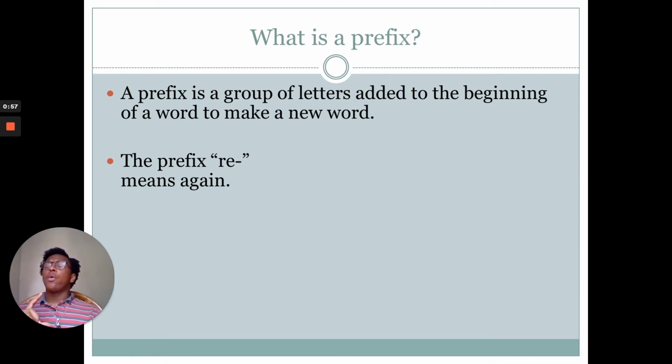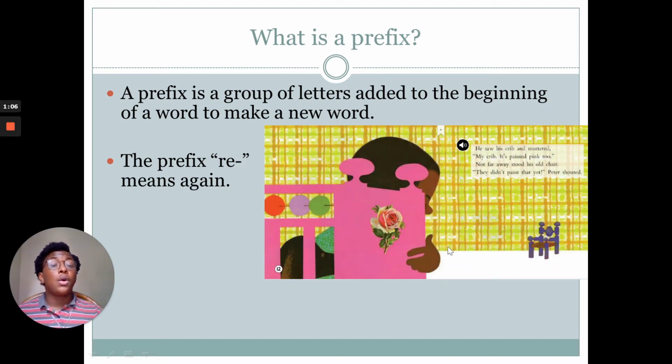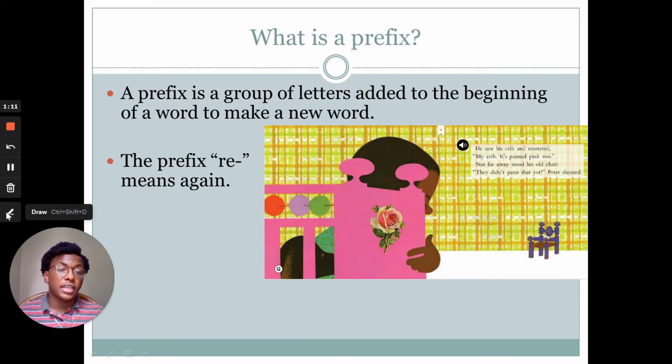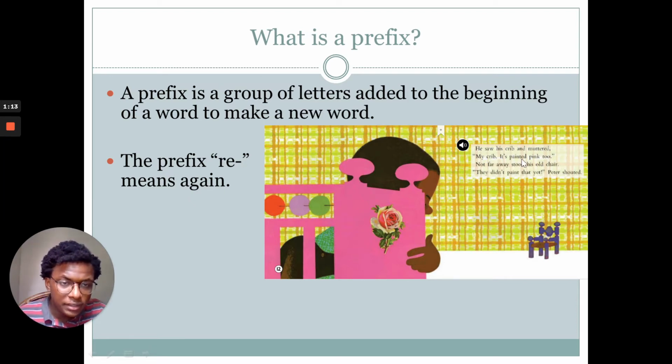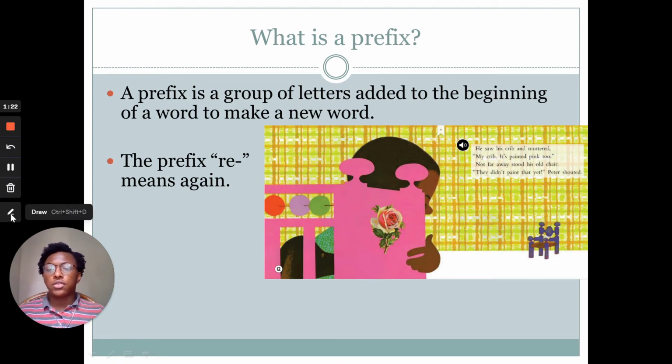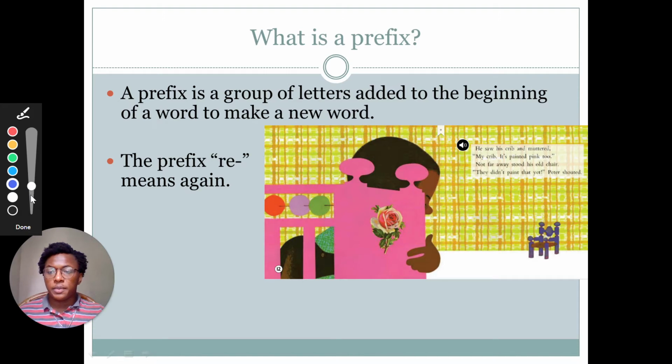And let's look at how we can change the meaning of a word using the prefix re. These two letters are R-E. So on page 13 of Peter's Chair, there's a word here that I want to draw our attention to. In the second sentence, it says, it's painted pink too. I want to draw our attention specifically to this word right here. Painted.